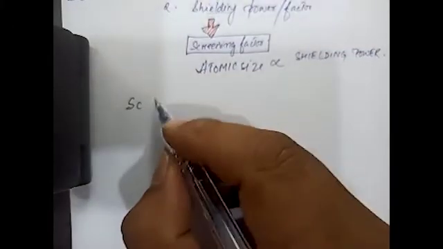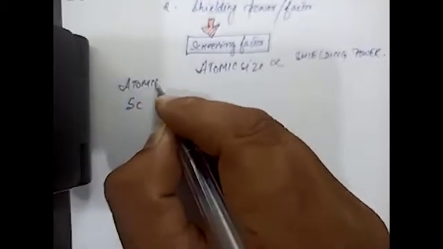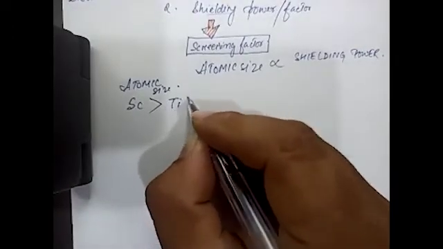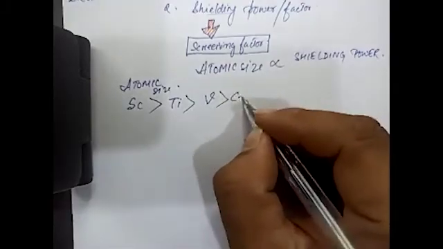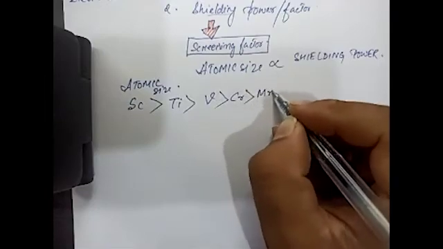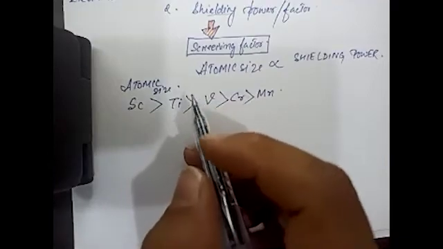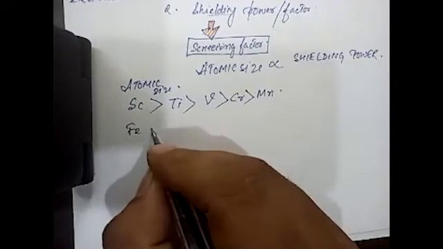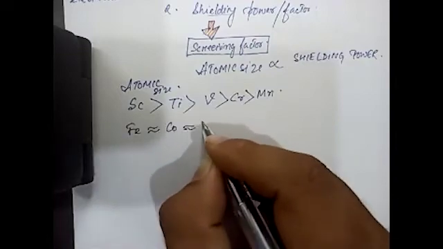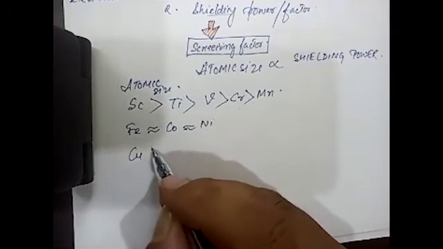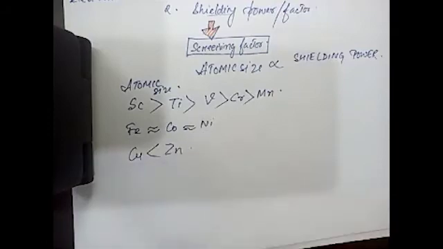Scandium, okay, how does atomic size vary? Scandium is greater than titanium, is greater than vanadium, is greater than chromium, is greater than manganese. Then after manganese, what comes? Manganese, iron, cobalt and nickel. So iron, cobalt and nickel are almost of the same size. And copper is smaller than zinc. So copper is actually smaller than zinc.